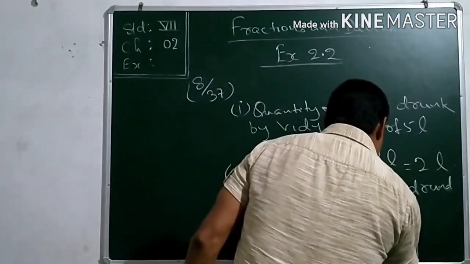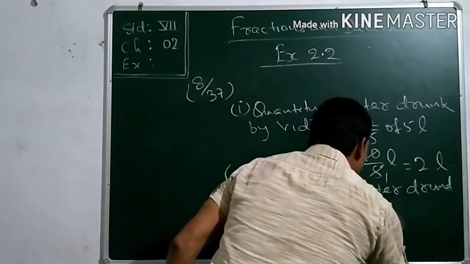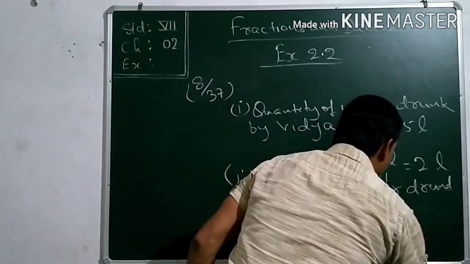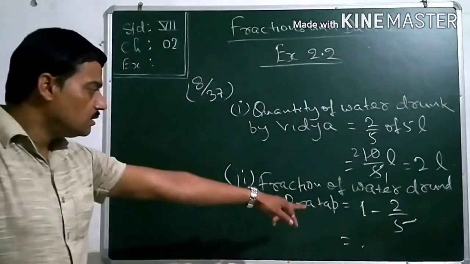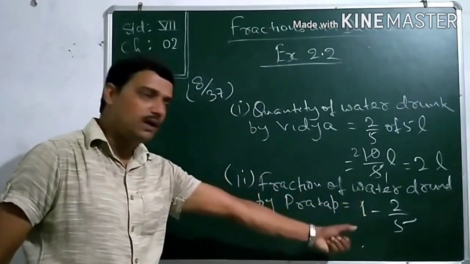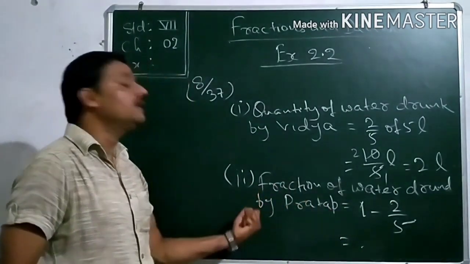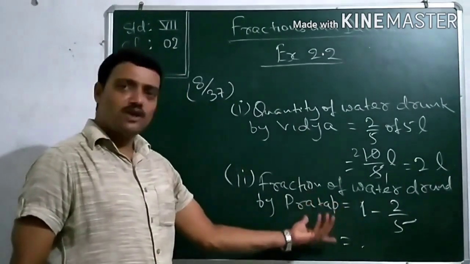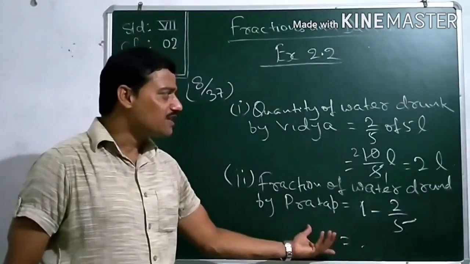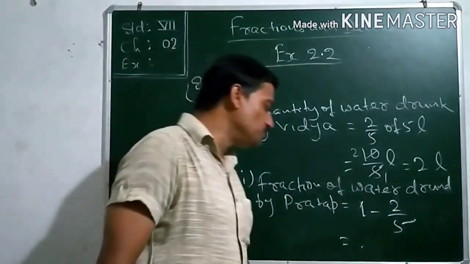As quantity is not being asked, you don't need to find out the quantity. Only subtract 1 minus 2 by 5. You will get the fraction. Whatever you get, that fraction is what was consumed by Pratap. And if you find that fraction of the whole, you will get the quantity of water consumed by Pratap also.